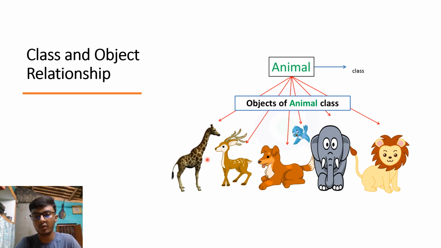Lots of animals means lots of other kinds of animals, like we have elephant, lion, deer. So one could say that when we say animal, it means class, and when we say elephant, it means an object of that particular class, which is animal. So through this picture, it perfectly displays how class and object are related. Okay, so let's go to the next slide.